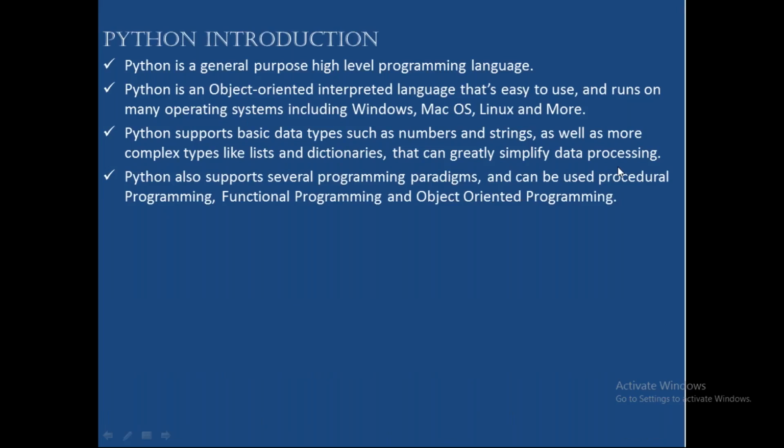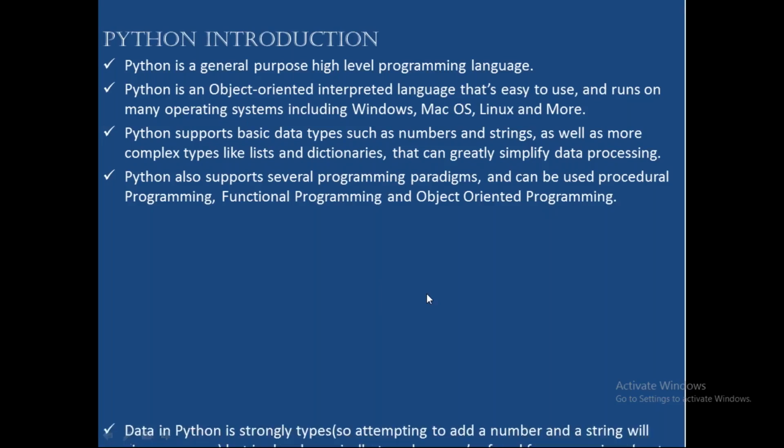Next, Python also supports several programming paradigms and can be used for procedural programming, functional programming, and object-oriented programming. As I mentioned at the second point, you can use Python as procedural, functional, or object-oriented. What each one means we will discuss. Functional programming means you are going to just define the functions. Procedural means you are going to just define the procedures. Object oriented means you are going to define something called a class. Don't worry, I will discuss those things.